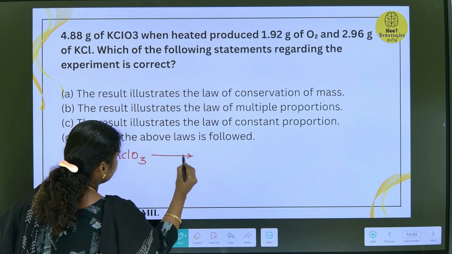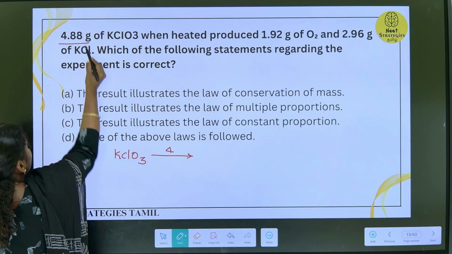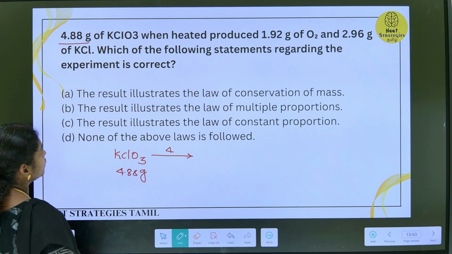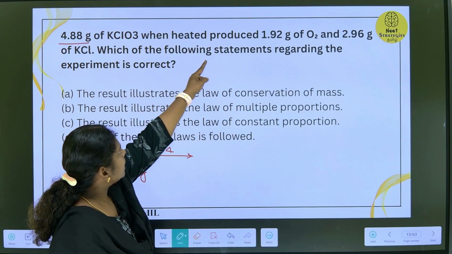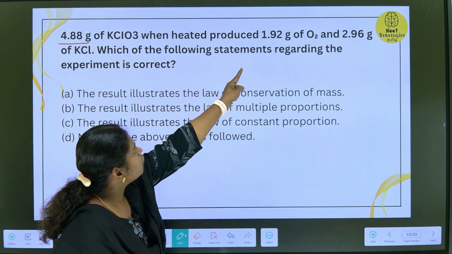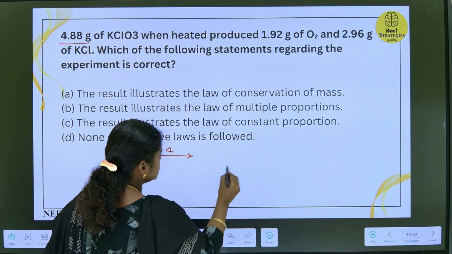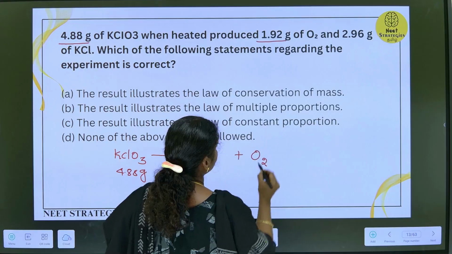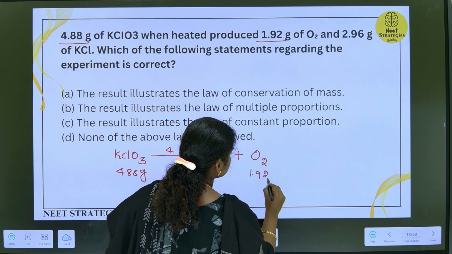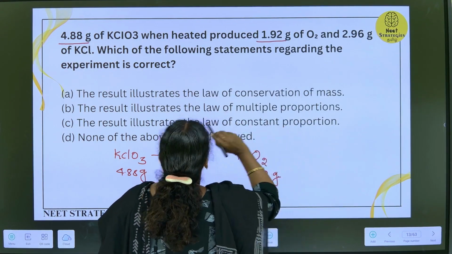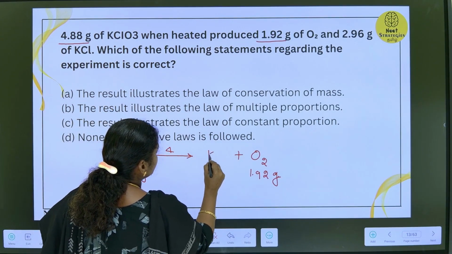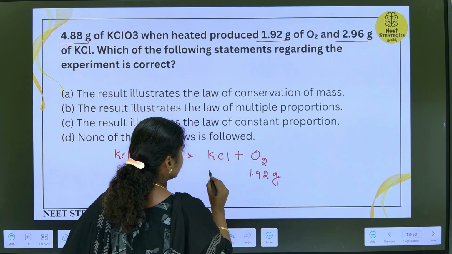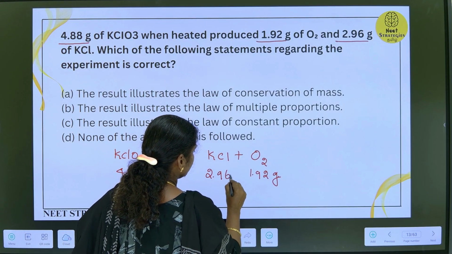On heating, how much potassium chloride? 4.88 gram of potassium chlorate, when heated, produces 1.92 gram of oxygen. Oxygen, how much is produced? 1.92 gram of oxygen is produced. And potassium chloride, how much is produced? 2.96 gram of potassium chloride is produced.